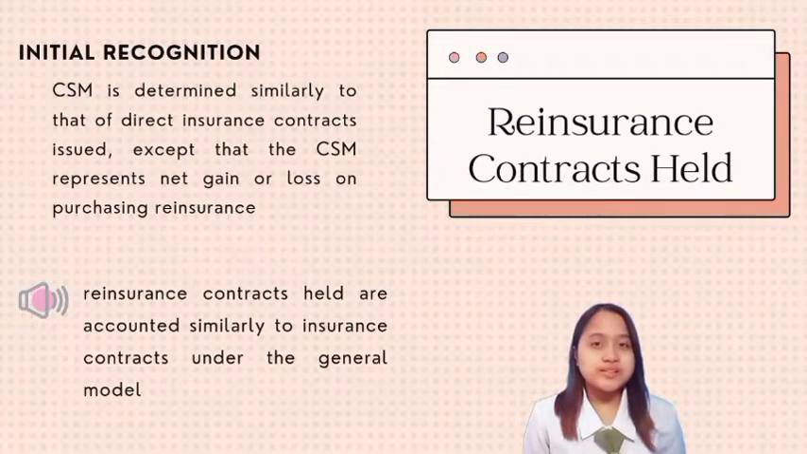Subsequently, reinsurance contracts held are accounted similarly to insurance contracts under the general model. Changes in reinsurer's risk of non-performance are reflected in profit or loss and do not adjust the contractual service margin.